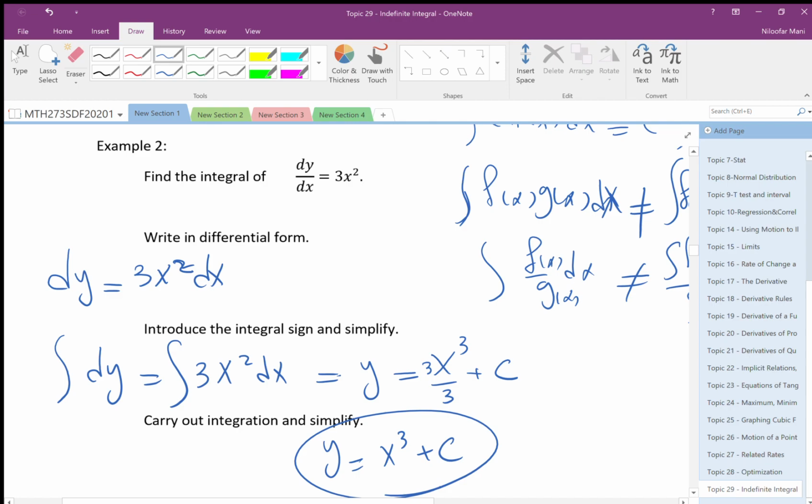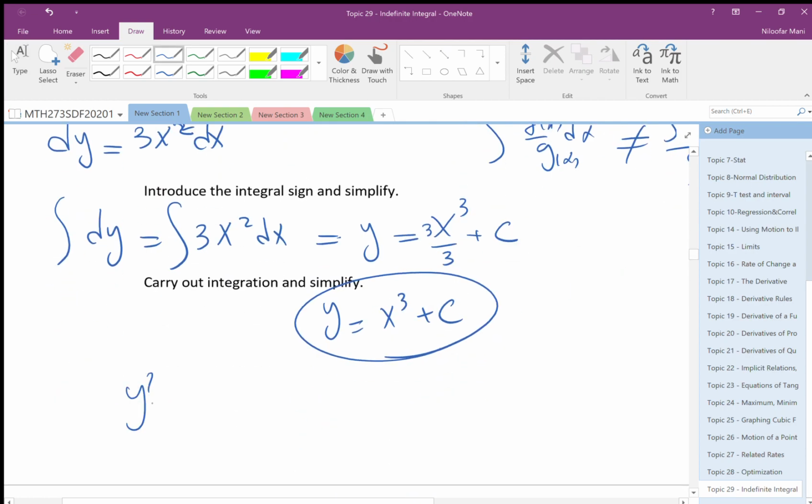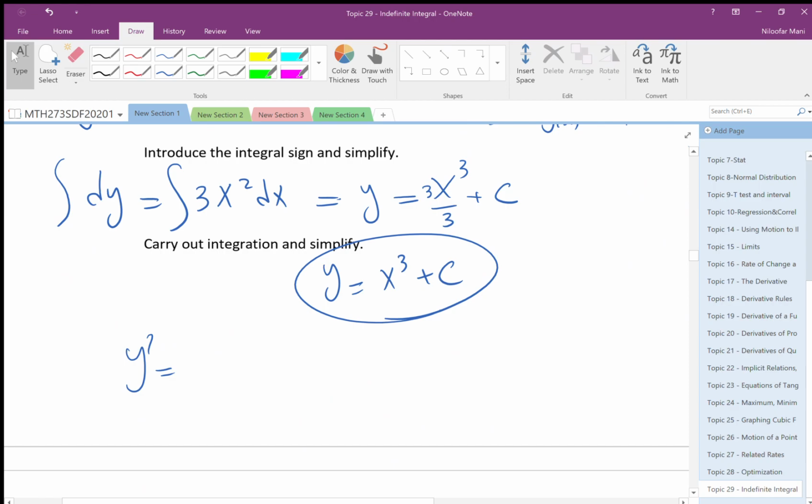Okay? So instead of this, I'm just going to say y prime is 3x squared, and I want you to find y. And you have to do y equals the integral of this with respect to x, plus c. Remember, these two come together.